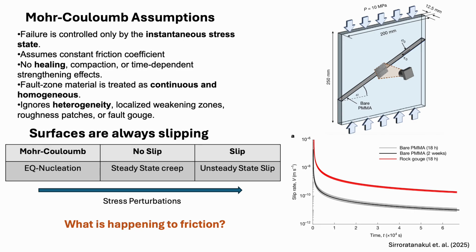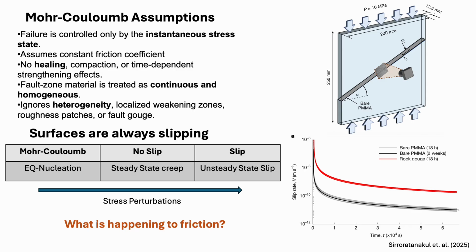It also assumes that the fault material is homogeneous and isotropic, and it ignores any kind of heterogeneity, localized weakening zones, and roughness patches in the fault. It just assumes that it is a surface wherein the stress state results in its failure. But in reality, from experimental research and observations in nature, we know that surfaces are always slipping, even if it's an infinitesimally small value. And that has been observed in experiments as well.